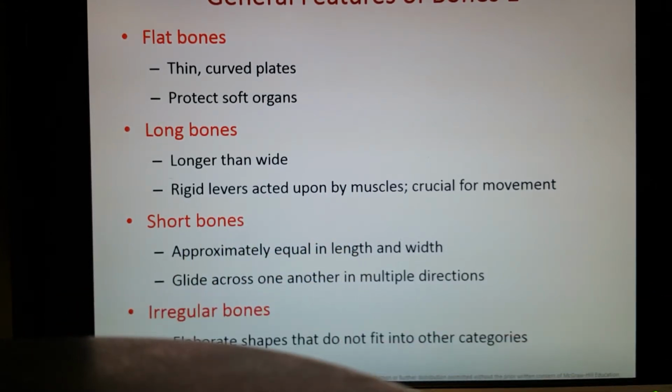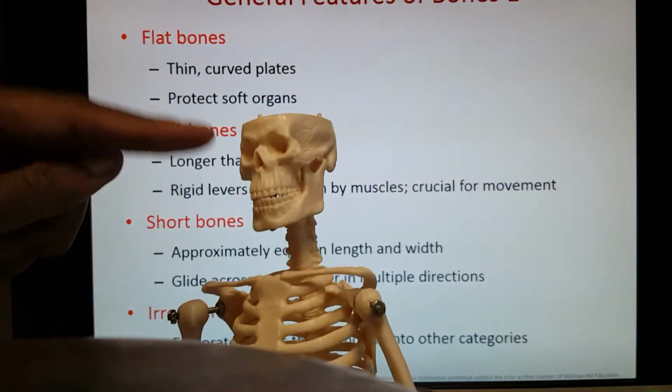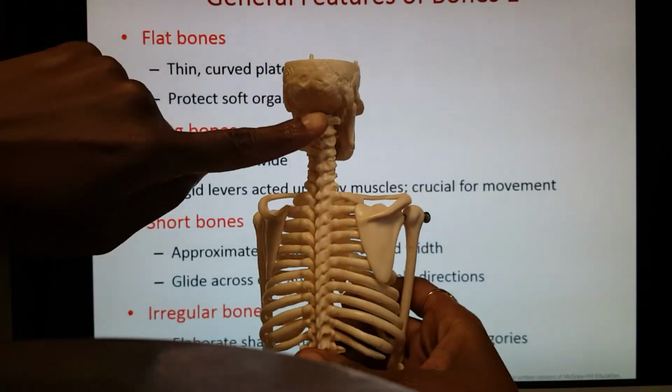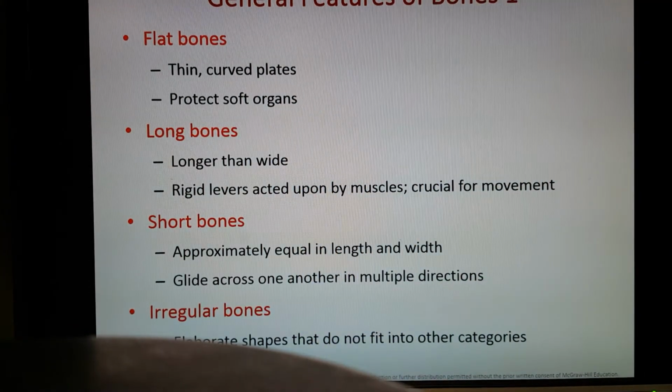The last shape are your irregular bones. Basically the ones that don't fit in all the other categories, like your os coxa, which is your hip bone, and your vertebrae, which are along your spine.